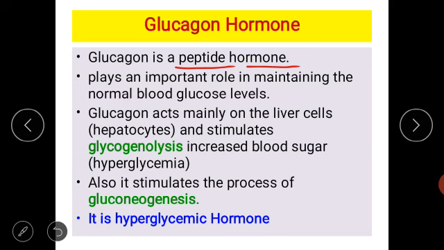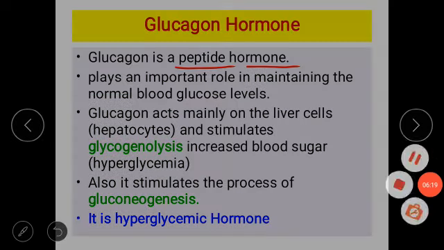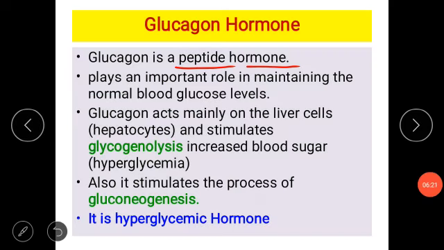It plays an important role in maintaining the normal blood glucose level. Now, how and in which condition is the normal blood glucose level maintained? When a person is in a fasting condition, he has not eaten food for a long time or not taken any dietary products for a long time, and he's at the stage of fasting.